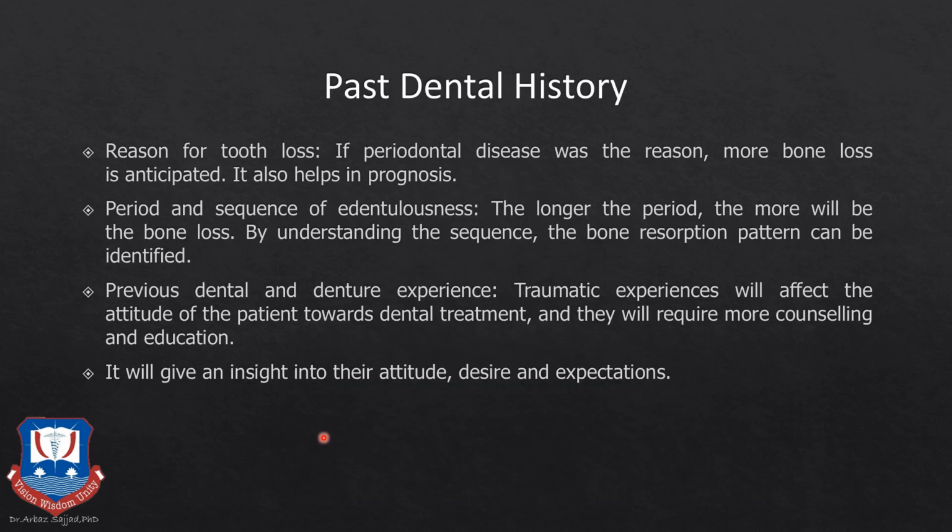Now, in the past dental history, the first thing to be noted is the reason for the bone loss, whether it was due to periodontal disease or whether it was anticipated, and it also helps us in the prognosis. The period and sequelae of the edentulism is also very important. The longer the patient has been edentulous, the more will be the bone loss, and the less compliant the patient will be to accept the complete denture treatment because he has already been edentulous for a long time. He's not wearing dentures, so it is pretty difficult for the patient to become comfortable with new dentures.